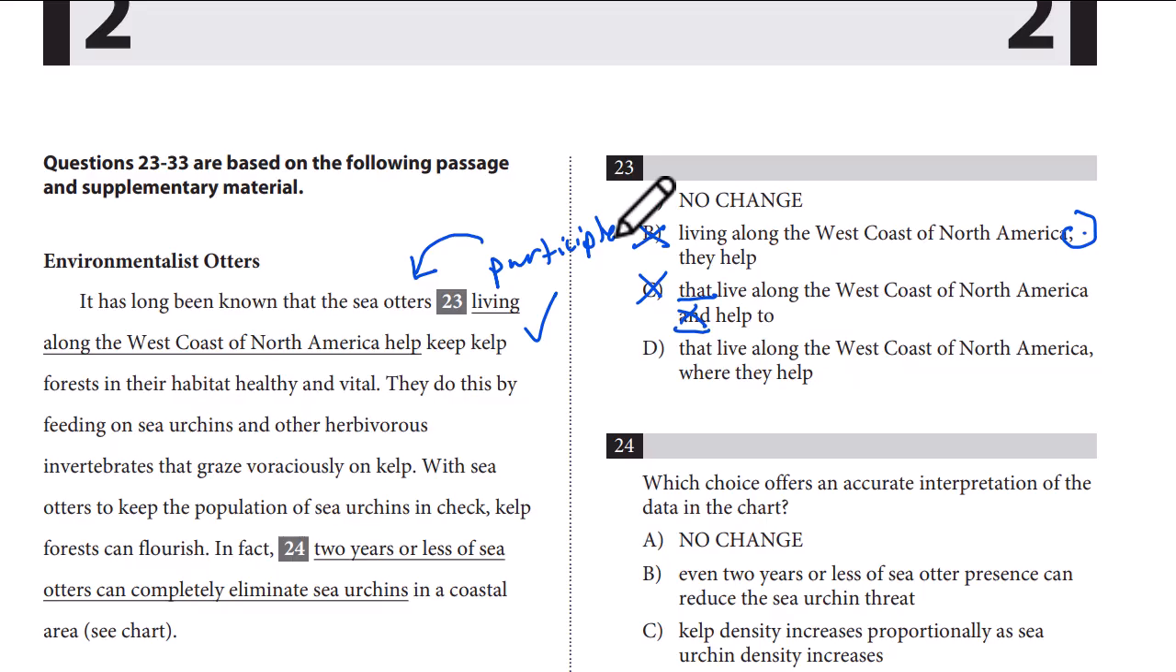That live along the west coast of North America, where they help? No, that's a problem. That would be two dependent clauses I'm putting together, right? So where is a subordinating conjunction. That's going to make the second clause dependent. And it has long been known the sea otters living along the west coast of North America do what? That's not a complete thought. That's a dependent clause. That can't be right. Not a complete sentence at all. The correct answer is A for 23.